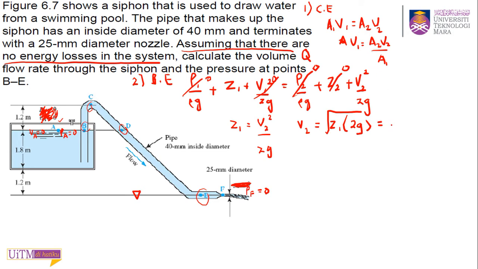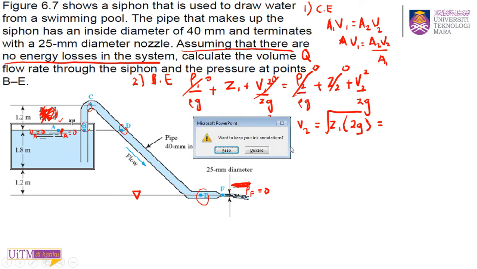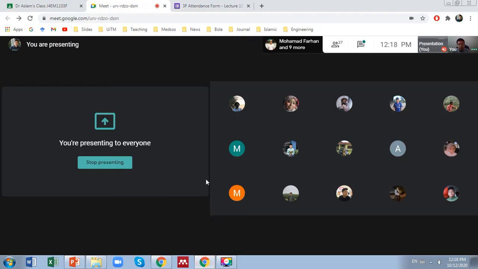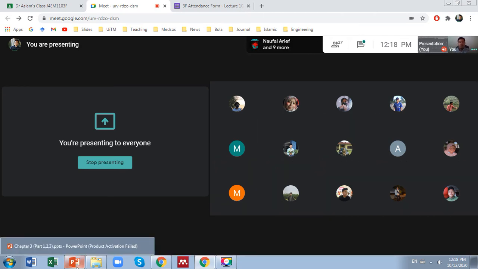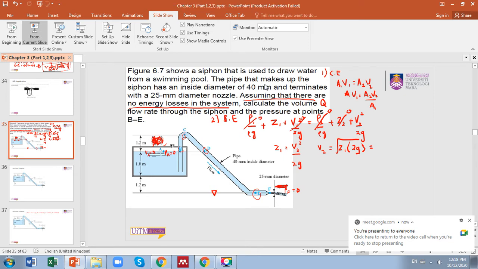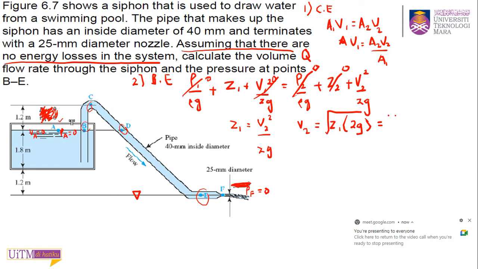How much? Hello? What is the value of V? Is anyone there? Can someone calculate? 7.67. How much? Wait, 7.67. So this is your velocity at F, 7.67 meter per second.